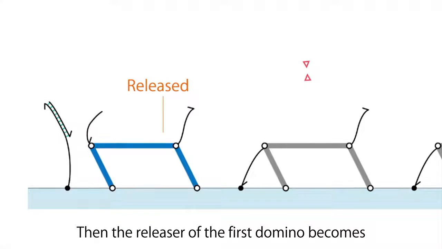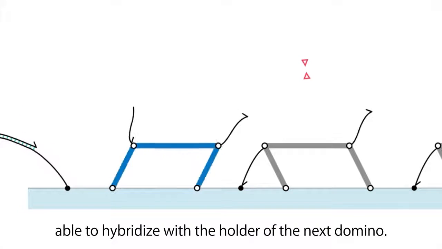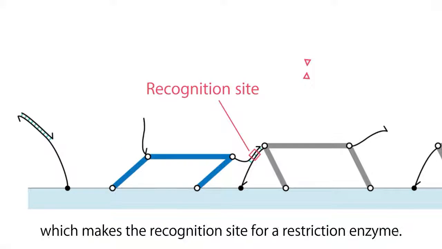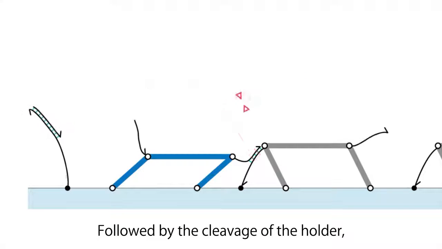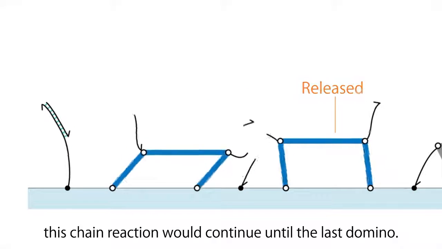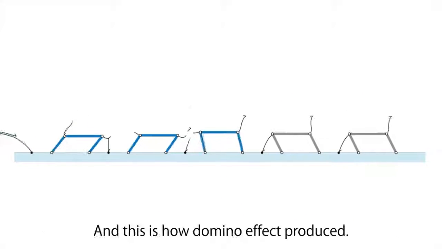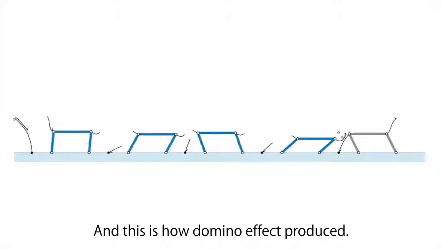Then, the releaser of the first domino becomes able to hybridize with the holder of the next domino, which makes the recognition site for a restriction enzyme. Followed by a cleavage of the holder, this chain reaction will continue until the last domino, and this is how the domino effect is produced.